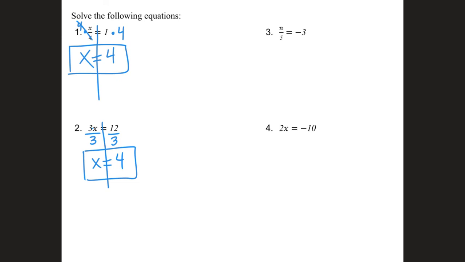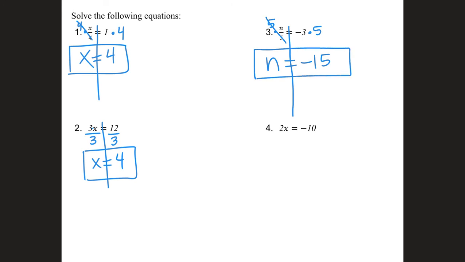All right, let's look at number 3. I'm going to draw my line down my equals. And right now it says n divided by 5. So I'm going to do the opposite, and I'm going to multiply by 5 on both sides of my equation. By doing that, it canceled that 5 out, leaving me with just n. And on the right side, negative 3 times 5 is negative 15. So my answer is n equals negative 15.